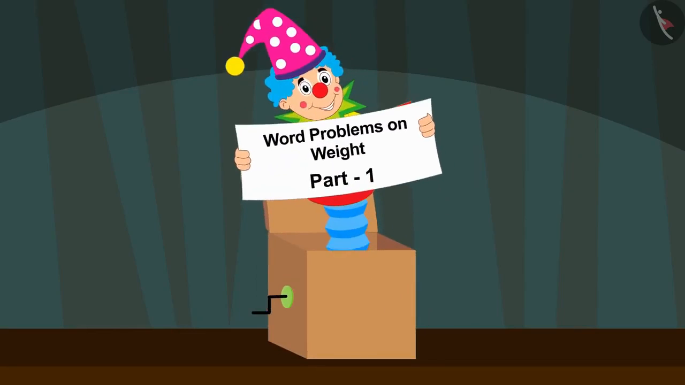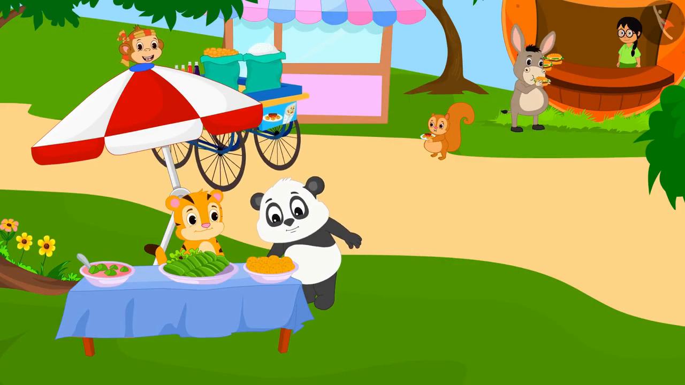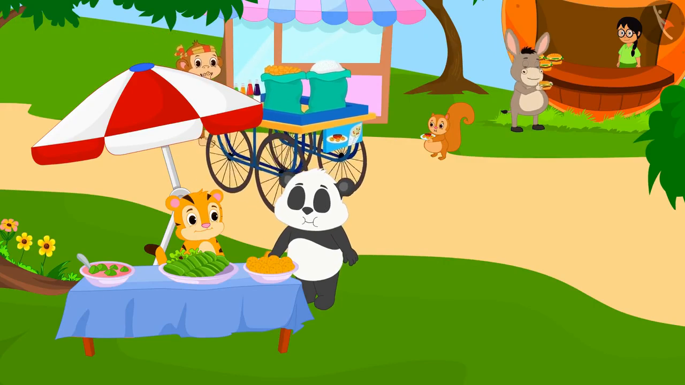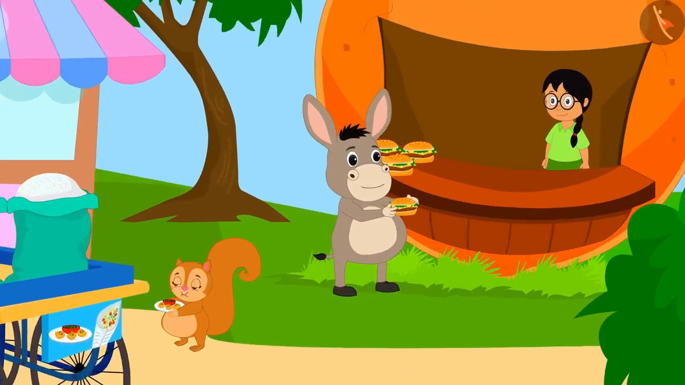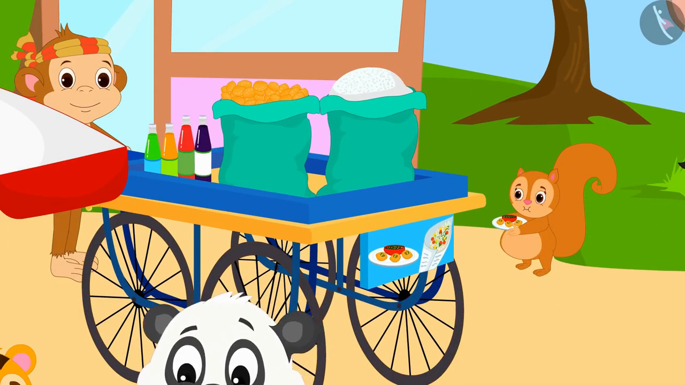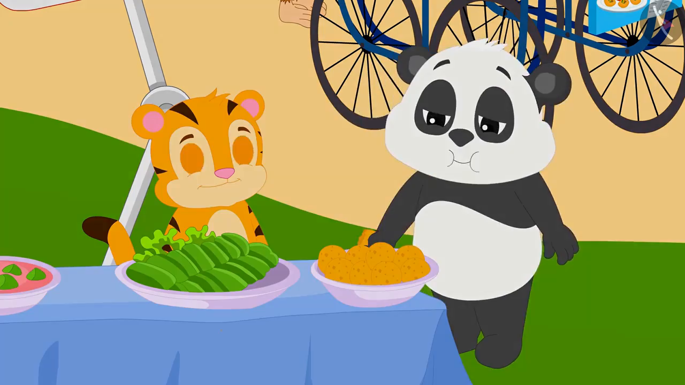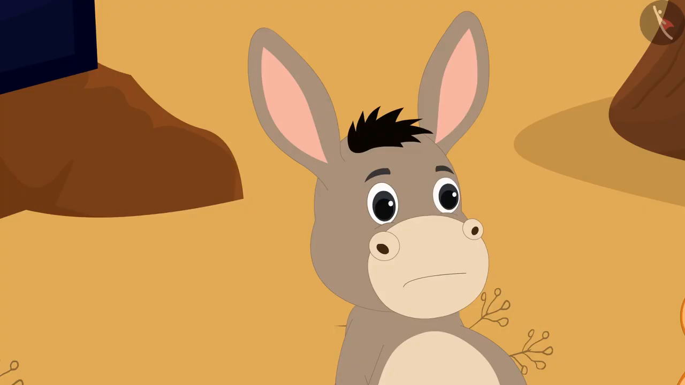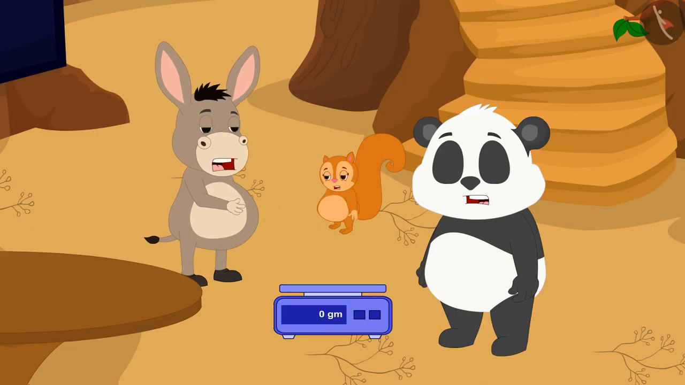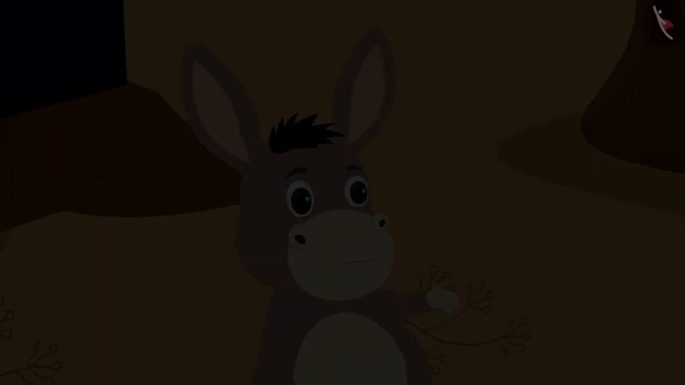Hello kids! In this video, we will learn to solve word problems based on weight. Due to opening of fast food stalls in Champapur, the weight of the villagers is increasing day by day. Due to increasing weight, the villagers are suffering a lot. Golu, Bhola and Chanda decided that they would try to lose their weight.